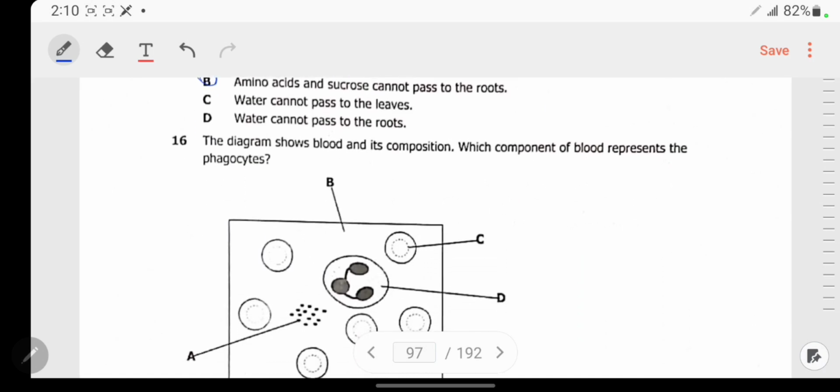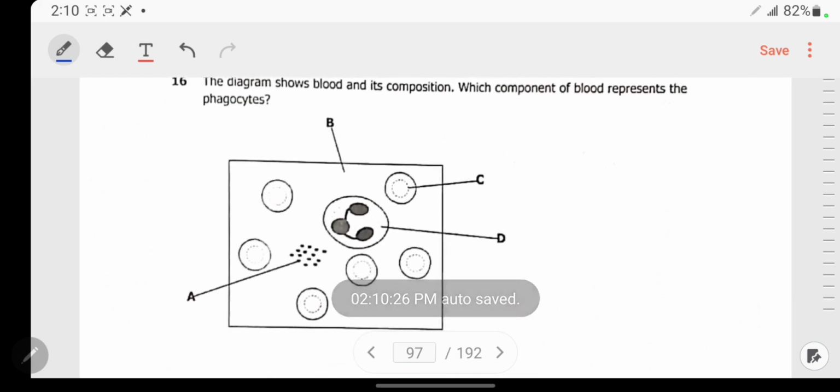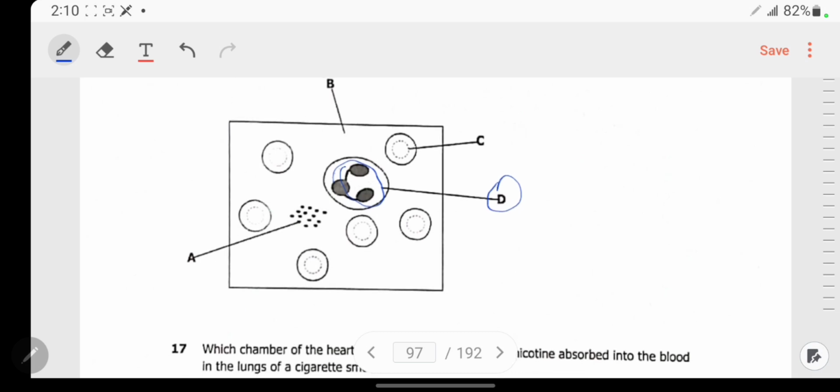Let's look at question 16. The diagram shows the blood and its composition. Which component of blood represents the phagocytes? Phagocytes are white blood cells which have a lobed, amoeboid nucleus, a nucleus with this unusual shape. So this one is the phagocyte. So our correct answer here is D.